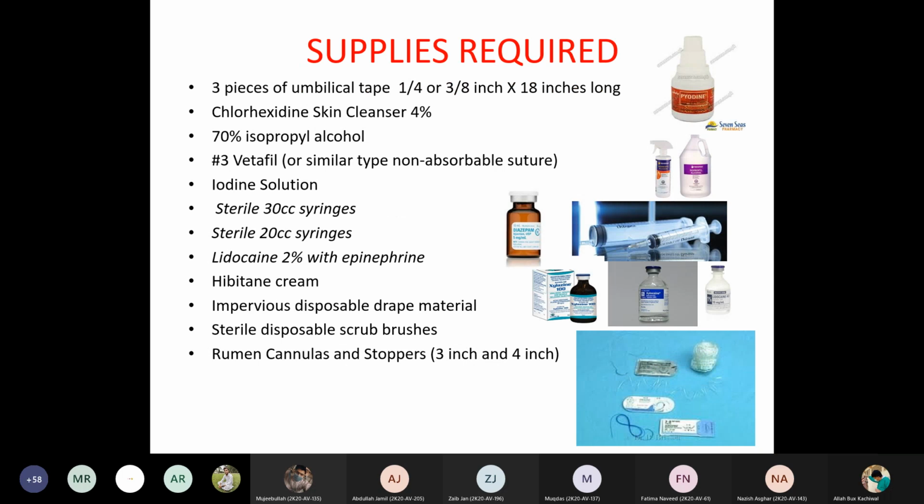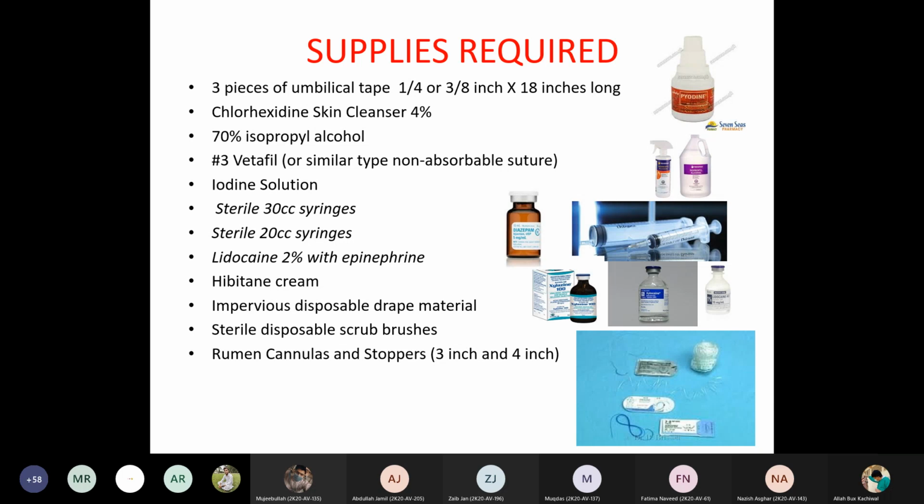Mostly the supplies required for this operation are 3 pieces of umbilical tape, 1/4 by 3/8 inch, 18 inches long. Chlorhexidine skin cleaner at 4% is required to clean the skin. 70% isopropyl alcohol is required to sterilize the area. Number 3 Vetafil, a similar type of non-absorbable suture material, is required to suture the skin. Iodine solution is applied on the skin to sterilize as well as to kill microbial organisms.